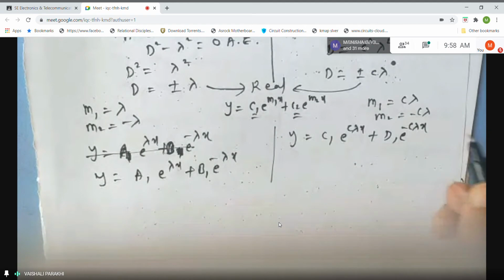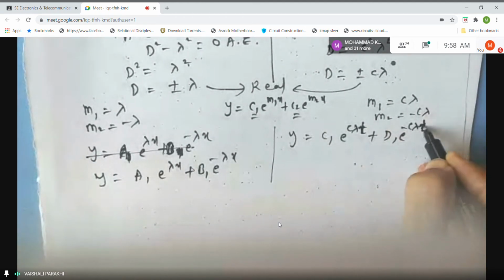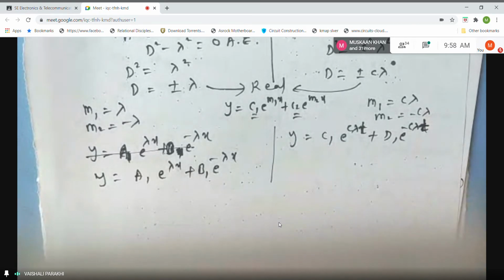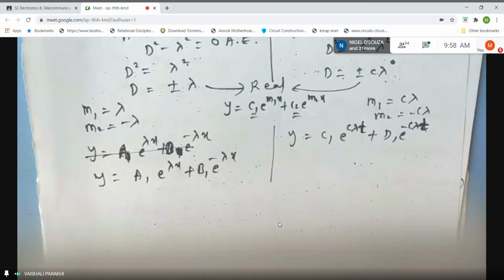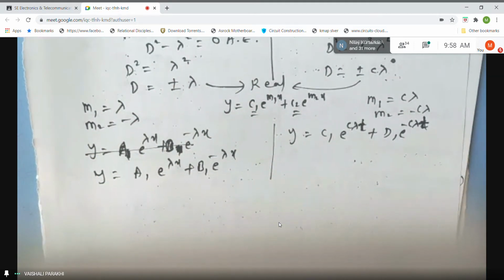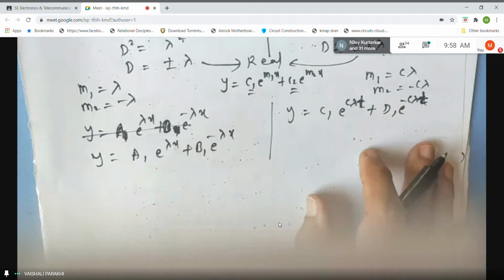Now see, we cannot use the letter x. Why? Because our equation is in terms of t. So take care here, students. You have to write the solution in terms of t, and here you have to use the letter x because your original equation is in terms of x. Okay? And now where will this go?